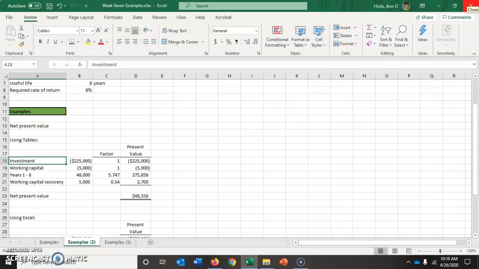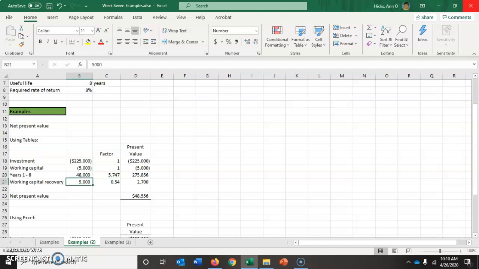But if you look then at the present value calculation, on day one, there are two cash outflows: the purchase of the equipment and the investment of the working capital. Both of those take place on day one, so the present value is equal to the cash flow. Then you're going to have the years 1 through 8 of the savings. That calculation is exactly the same. Using the tables, it's the factor from the present value of an annuity table for 8 years and 8%.